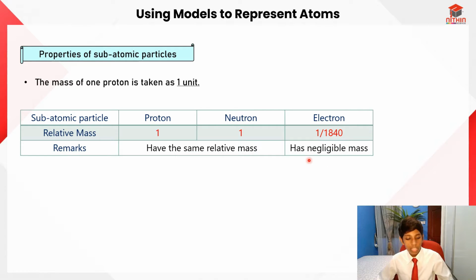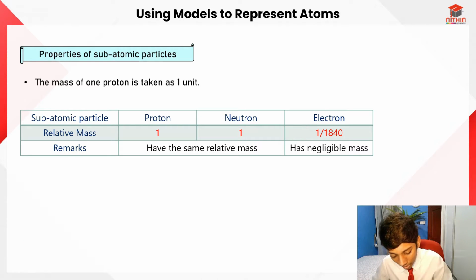Electrons have a negligible mass, so we do not take them into account, while protons and neutrons have the same relative mass, and this is really important. Each proton subatomic particle and each neutron subatomic particle has a relative mass of 1. So both of them have the same relative mass.